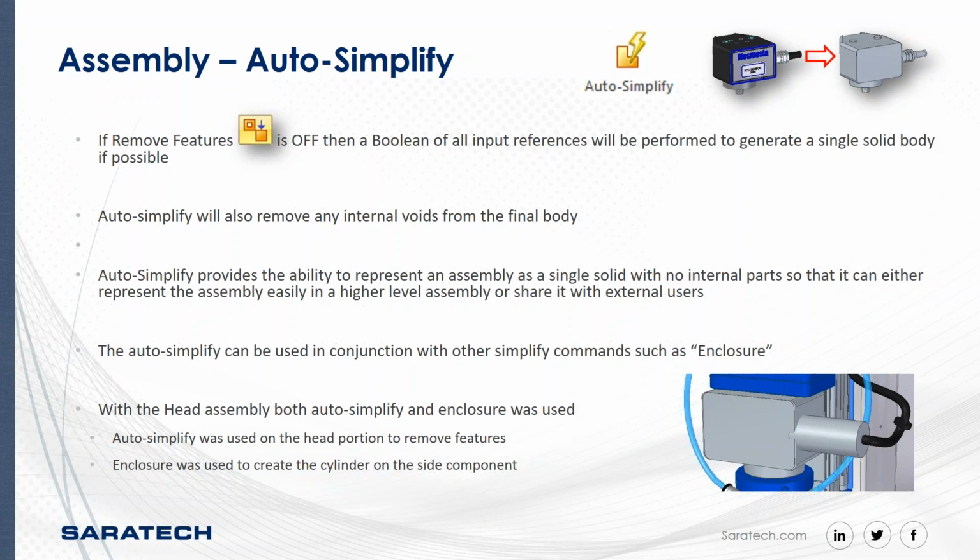So we can choose to remove features or not remove features. Maybe we just want to generate a single body, but we still want to retain some of that detail that's in there. This tool, this auto simplify, allows us to do that with a simple click on the ribbon here, to decide whether or not we want that data inside of that.